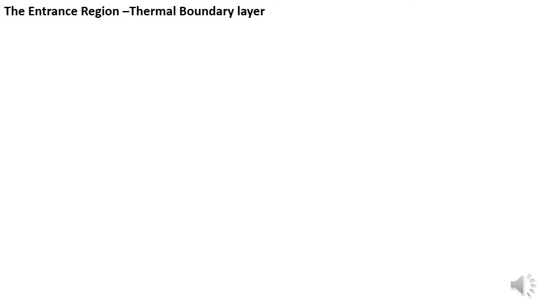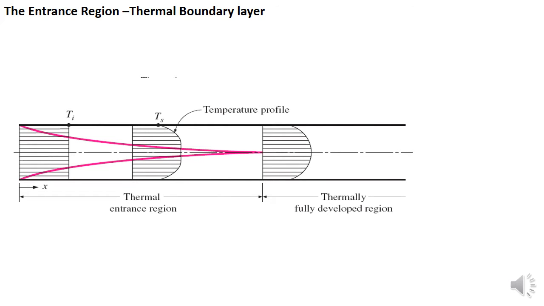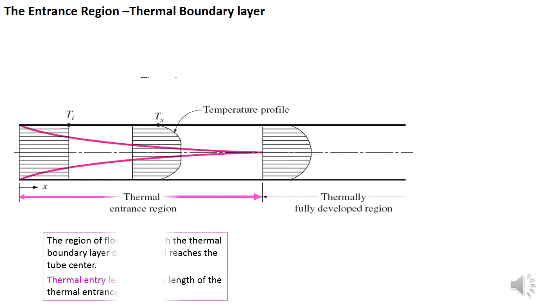The entrance region, thermal boundary layer. I already explained the velocity boundary layer. Now I'm going to explain the thermal boundary layer. Same as the velocity boundary layer, the profile is also almost similar, but the terms are different. We have the thermal entrance region, which is the region of flow over which the thermal boundary layer develops and reaches the tube center. The length is called the thermal entry length.